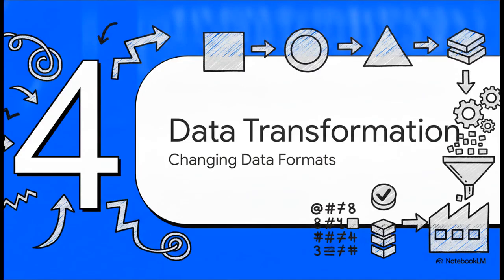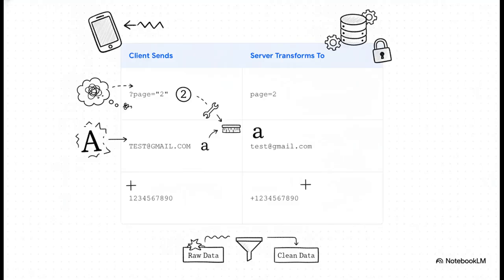Now for Section 4, transforming the data. We've successfully kept the bad data out, but what do we actually do with the data we let in? Well, the server has to clean up that user input before passing it down to the business logic. Let's look at this. For example, when a user sends a query parameter like page 2 in a URL, it naturally arrives as a text string, but our database expects a number. Transformation forces that string into a proper number type.